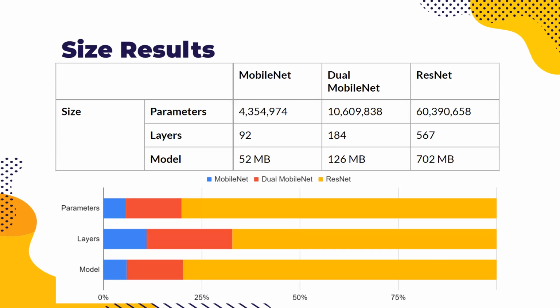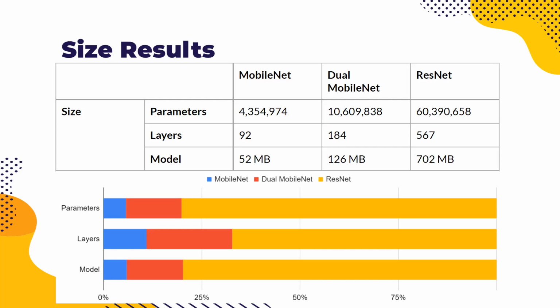The first results I will show you are the size outputs. For the size, by far the largest is the ResNet model, and the MobileNet image and dual are quite small. The first is the parameters, meaning how many trainable and non-trainable parameters the model has. As you can see, the ResNet dwarfs even the dual MobileNet, with 6 times the amount, and almost 12 or 13 times the amount of the MobileNet.